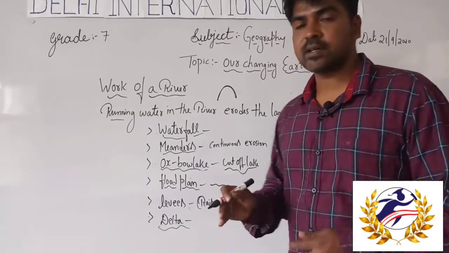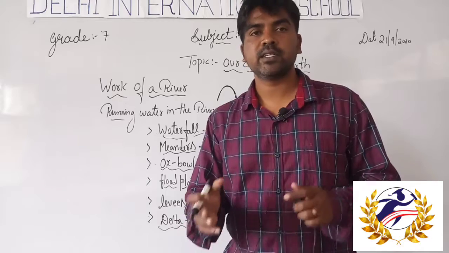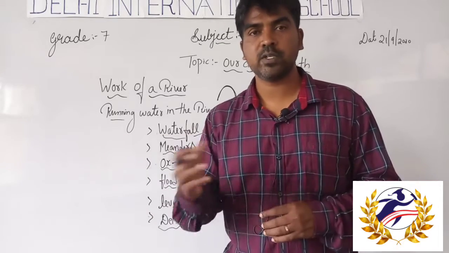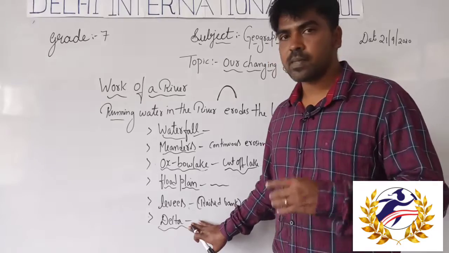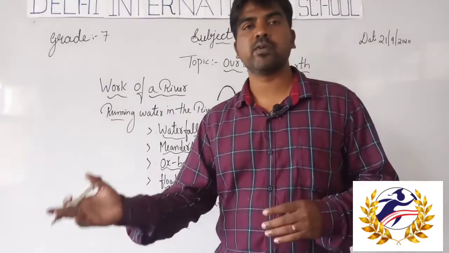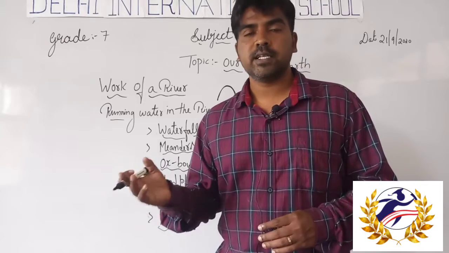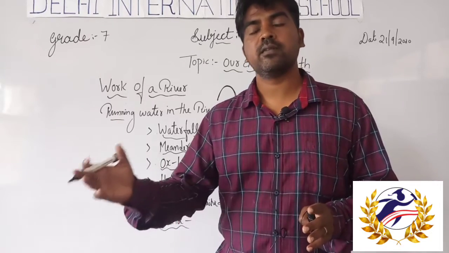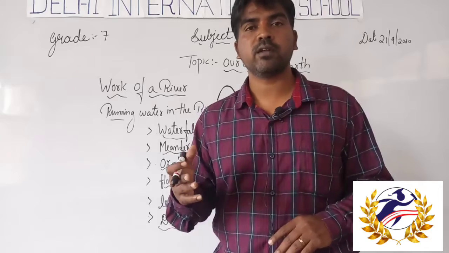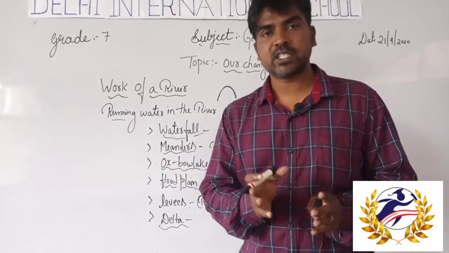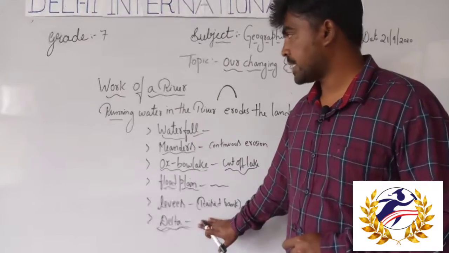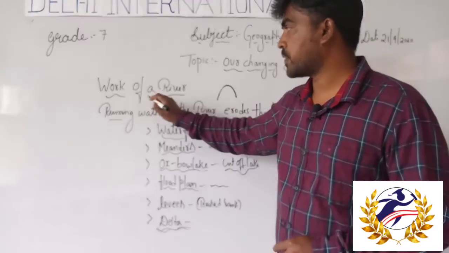And the delta: rivers divide and subdivide. Rivers divide and subdivide means the river will change its course of direction before reaching the sea or ocean. So we can see deltas at the sea mouth. Rivers divide and subdivide before reaching the seas and oceans because the tides and waves of the ocean resist the flow of water. That's why the river changes its course to different directions, forming a type of landform called delta. These are all examples of landforms because of the work of the river.